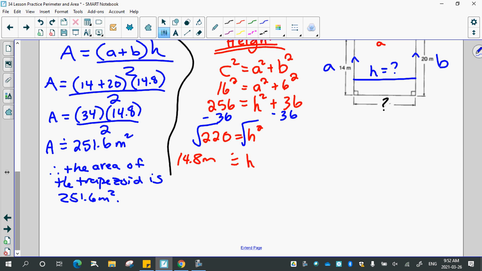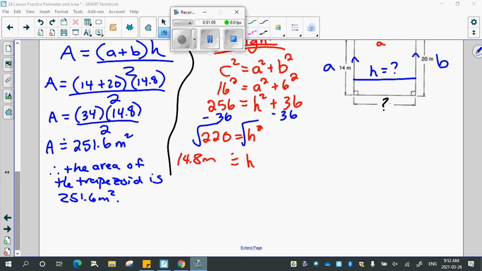Did anyone else get 251.6 or did I put something in wrong? Just try taking it in again. 34 times 14.8 divided by 2.